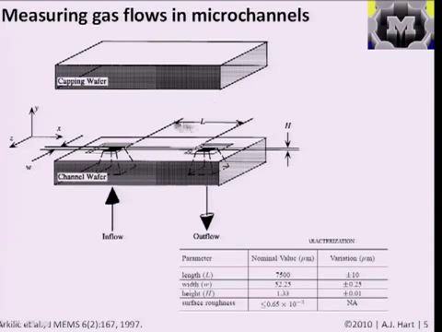So the length was important because they wanted to study the effect of compressibility. So they wanted to have a large pressure drop across the channel if they put enough flow through it. And then in order to be in the slip regime, they made the channels fairly short.